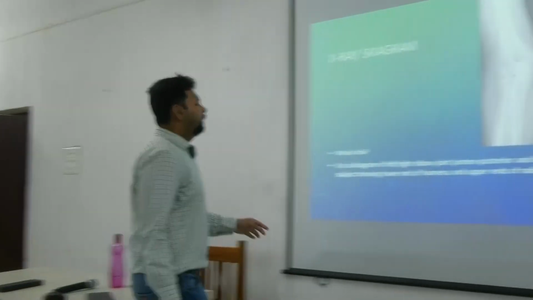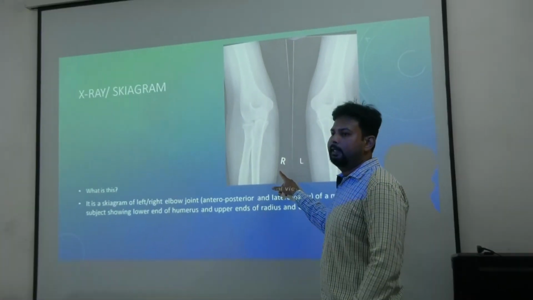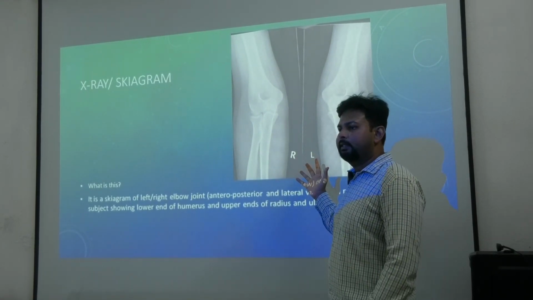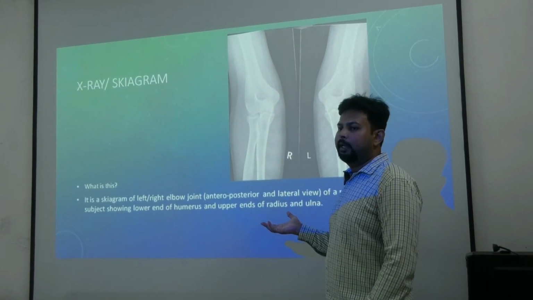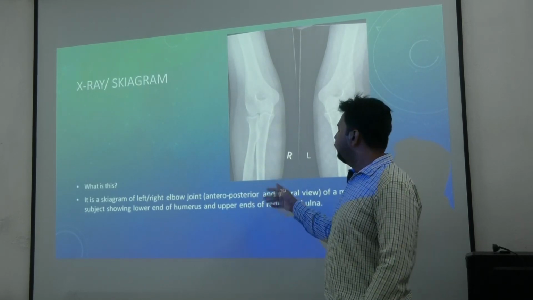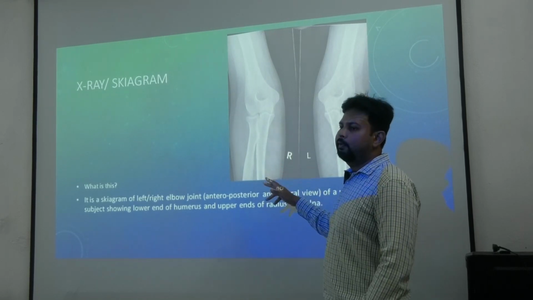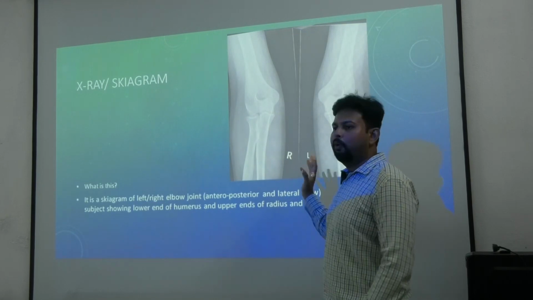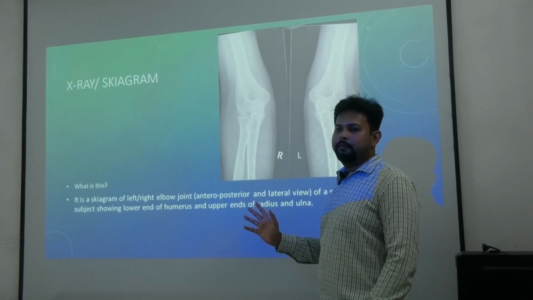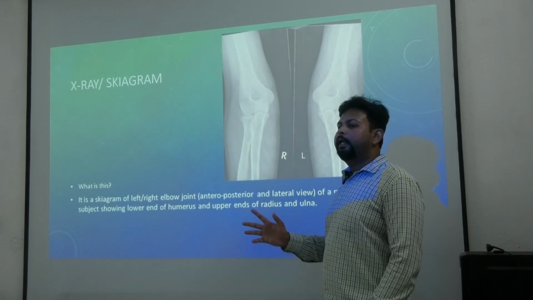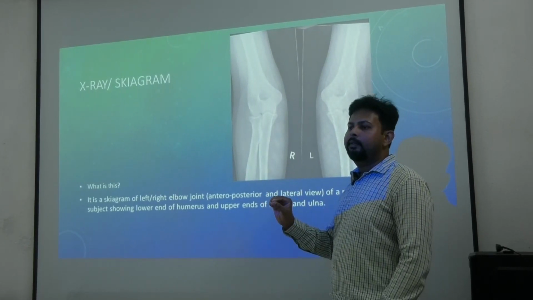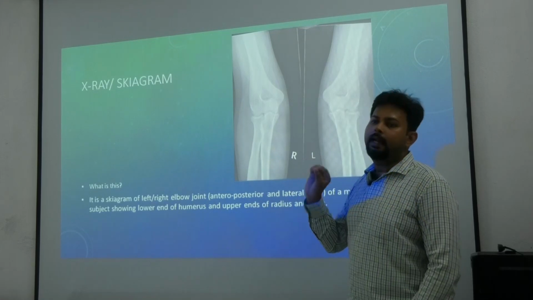whichever it may be. This L and R, L means left hand and R means right hand. By that you will understand whether it is an X-ray of the left hand or right hand, otherwise you can't. So it is a sciagram of left or right elbow joint in which view. It can be anterior posterior view or lateral view, and another one is oblique view. So oblique view is not needed here. We need anterior posterior and lateral view. So in case of age estimation also, for the elbow joint we normally prescribe anterior posterior and lateral view.